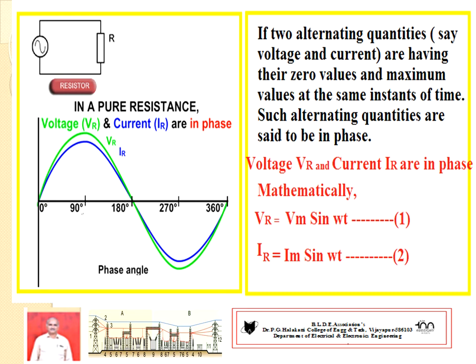Mathematically, voltage V equal to Vm sin omega t, equation 1. Current I equal to Im sin omega t. Clearly observe in the mathematical representation, sin omega t. There is no plus, there is no minus. If equations have sin omega t, then both quantities are said to be in phase.